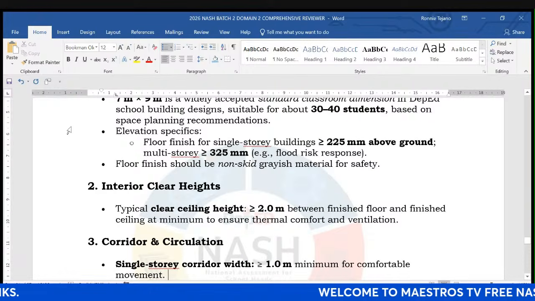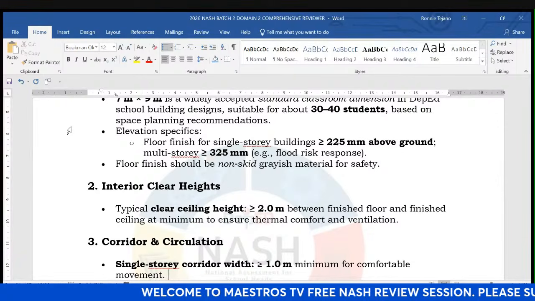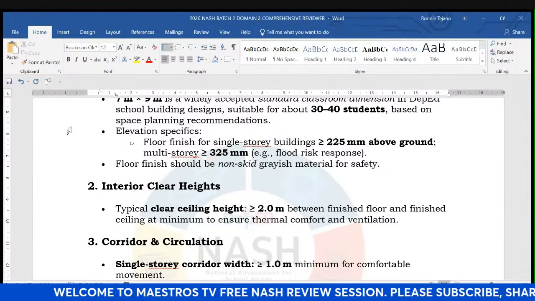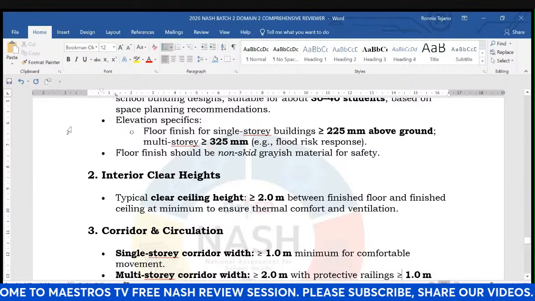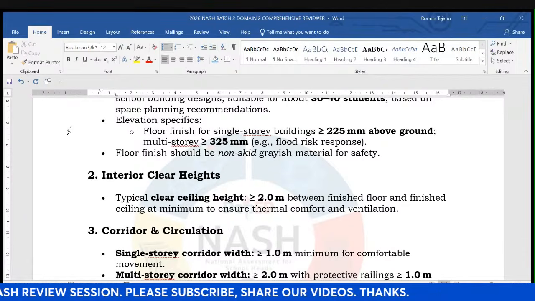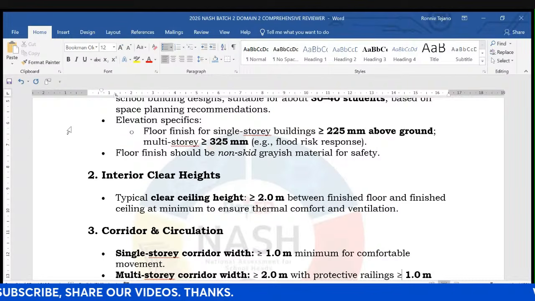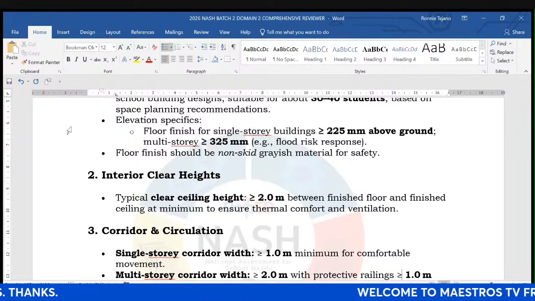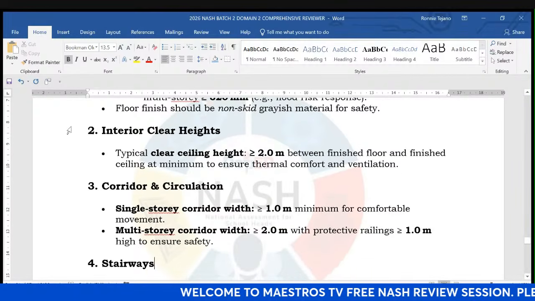It should be non-skid, grayish floor. Oh, talagang walang kuan, no? Walang building na na-specify ang tiles. Kaya pag titingnan niyo yung mga newly built buildings, hindi talaga siya tiled. Because ang sabi dito, it should be non-skid with a grayish material for safety. Kaya naman kasi, sige, pa-tiles na.